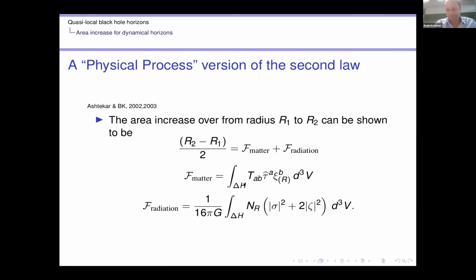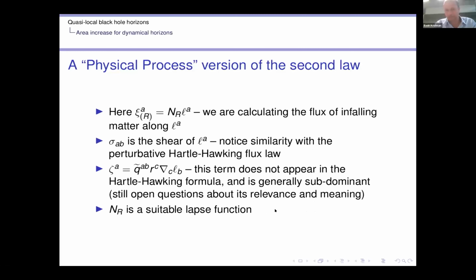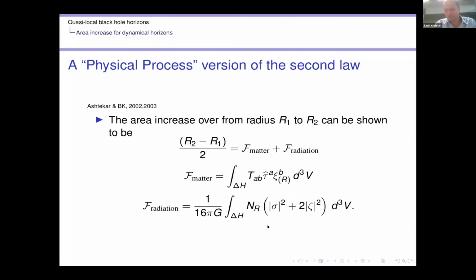More interesting is the other case, in which you have not matter but infalling gravitational radiation. It turns out that you can write the flux of radiation in this form here, in which sigma is the shear of L. This term, sigma squared, should remind you of the Hartle-Hawking law, in which the area increase law was given by the shear squared. So this is exactly in that same spirit.